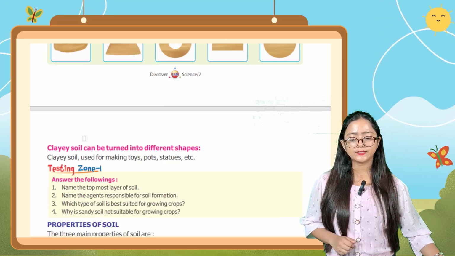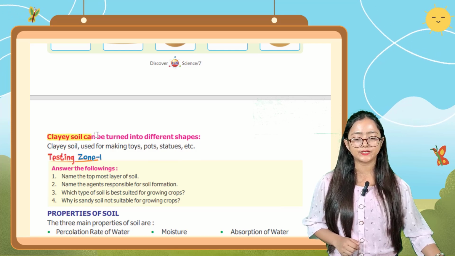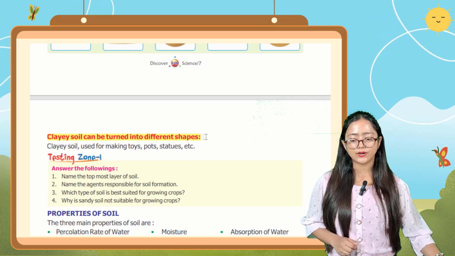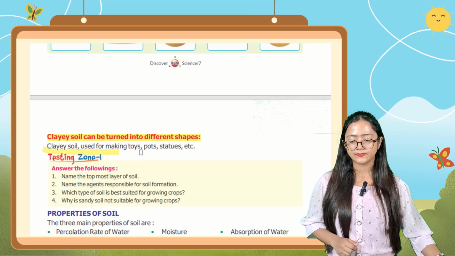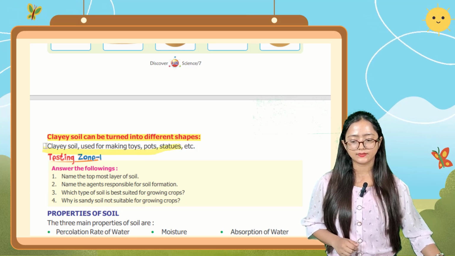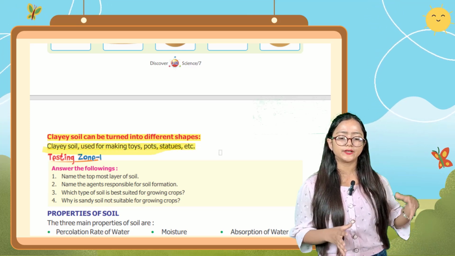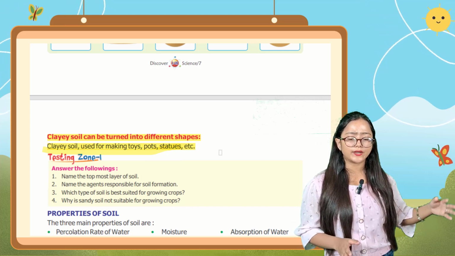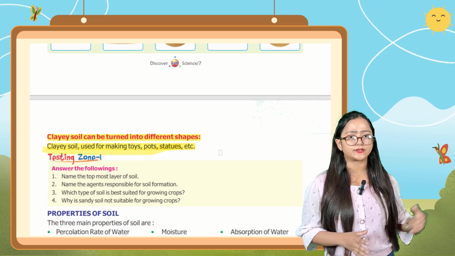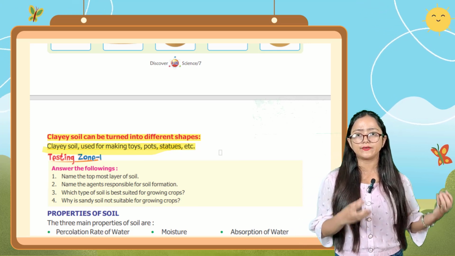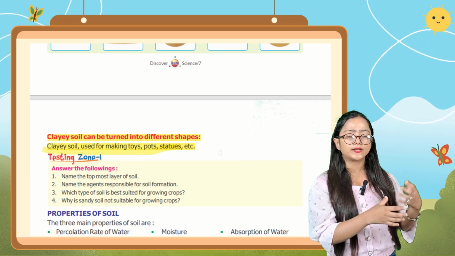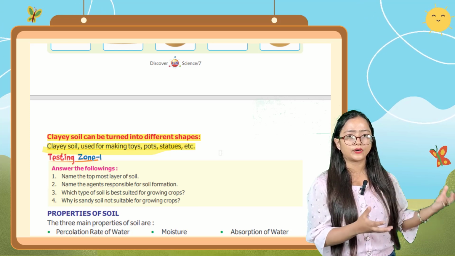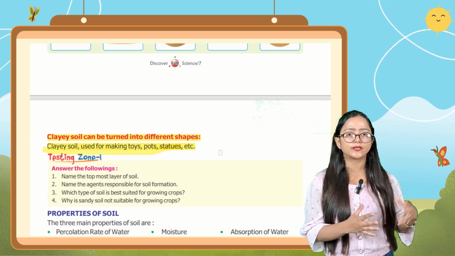Next, clay soil can be turned into different shapes. Clay soil is used for making toys, pots, statues, etc. Clay soil is generally wet, so you can use that clay soil for making pots, toys, and statues.